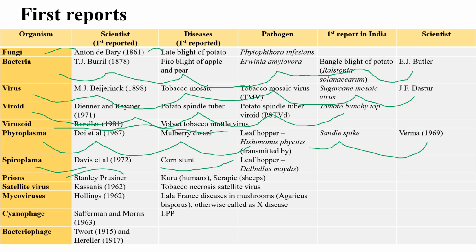Prions: Stanley Prusiner, kuru disease or scrapie of sheep. Satellite virus: Kassanis, tobacco necrosis satellite virus. Mycoviruses: Hollings, La France disease of mushrooms, otherwise called X disease or watery stripe disease. Cyanophages: Safferman and Morris, LPP. Bacteriophages: Twort and d'Herelle. So these are a couple of first reports. I think we might expect a couple of questions from this. Hope it will be useful.